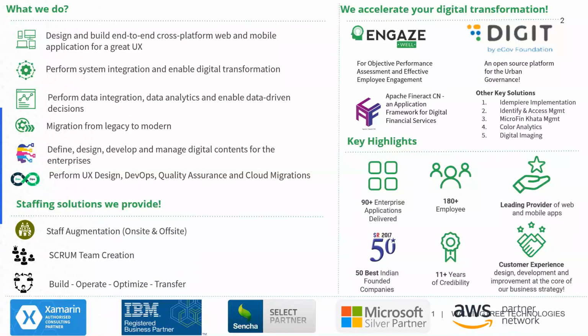We have a staff augmentation service, basically a service we provide to our clients where we empower their staff with on-demand skills and resources. And this helps them to meet their business objectives. And lastly, we help implement solutions like objective performance assessment. We're also key partners for implementing Digit. It's an open source platform for urban governance. That's about WalkingTree Technologies.